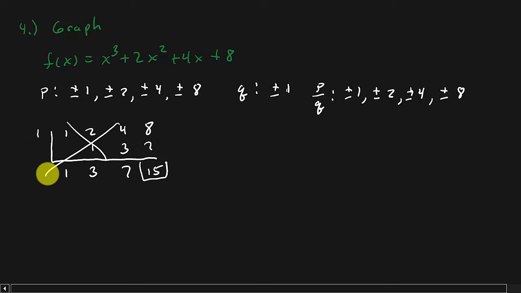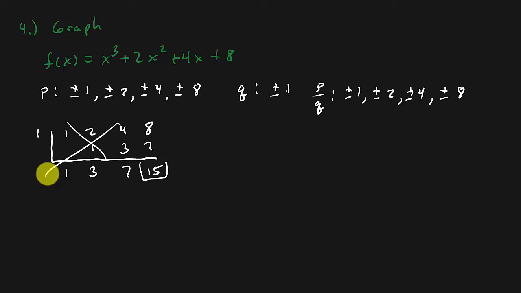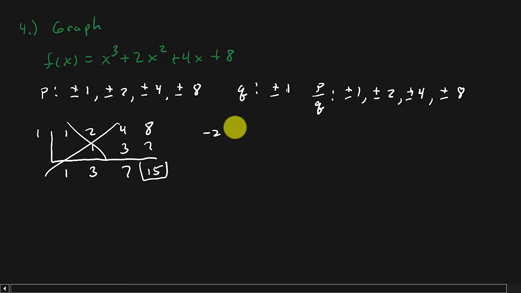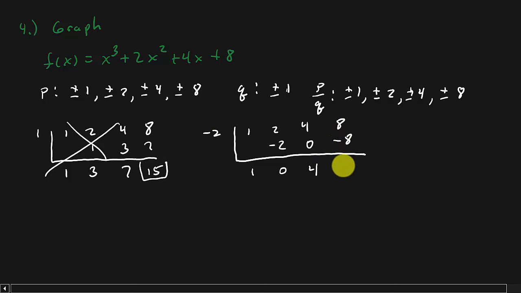And we can try the -1 and so on, and the 2. Let's try the -2. Okay, let's do -2. We got 1, 2, 4, and 8. So the 1 comes down. -2 times 1 is -2. 2 plus -2 is 0. -2 times 0 is 0. 4 plus 0 is 4. -2 times 4 is -8. 8 plus -8 is 0.